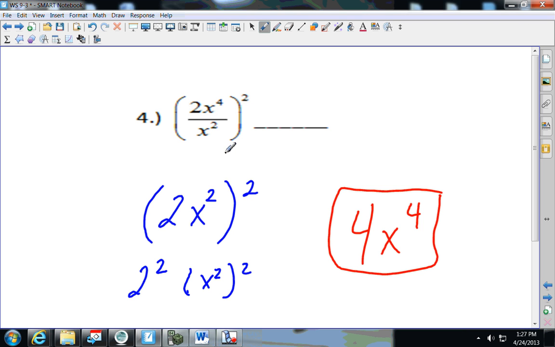If you think about it, this is the same as saying, like if you did this and subtracted these two right here, you would have 4 minus 2 is 2, so you'd have 2x squared times 2x squared. Well, 2 times 2 is 4. 2x's and 2x's is 4x's.